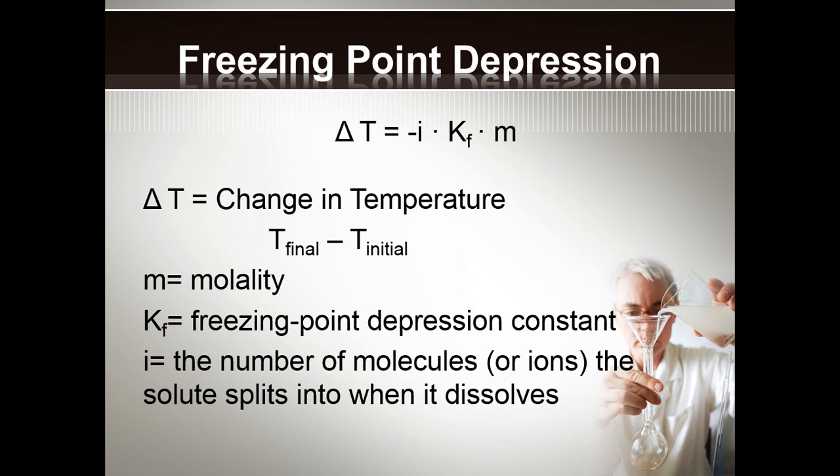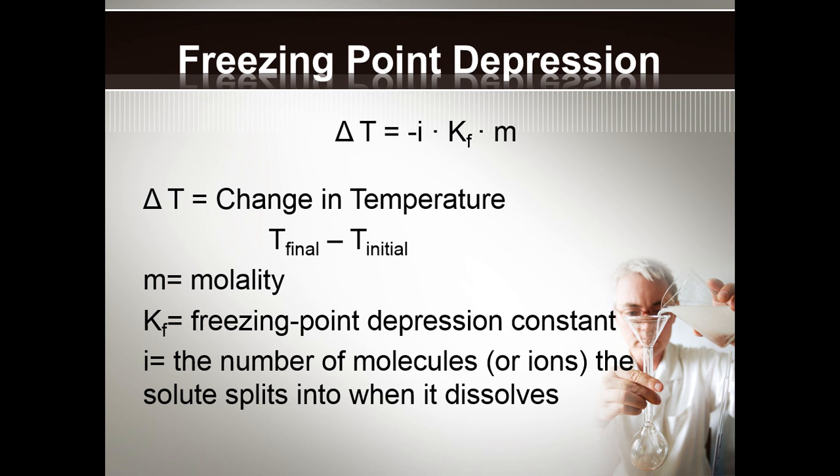You can actually calculate how much the temperature changes according to what solution you're putting in. So let's talk about what this equation means. Delta T, anytime you see a delta, remember that's a change in temperature. So our delta T is T final minus T initial, or just the number of degrees that have been changed.